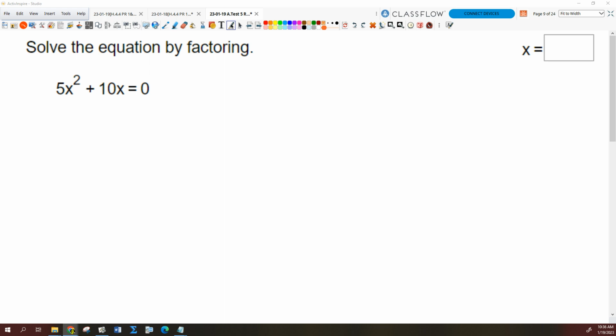5x. Okay, good. So we can factor out 5x, and what's left behind? Yeah, if I do that, right. So then we just ask ourselves, 5x times what is 5x squared? x. And 5x times what is 10x? 2, right?